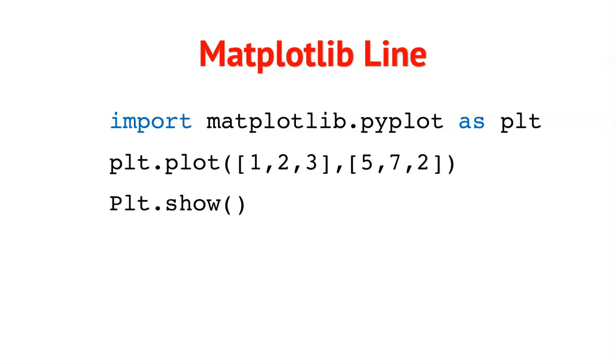And for this program, the lines will be drawn from the points 1, 5, that is, 1 is the x coordinate and 5 is the y coordinate. In the same way, the second point will be 2, 7 and the third one will be 3, 2. Now we'll try this program on a Google Colab notebook.